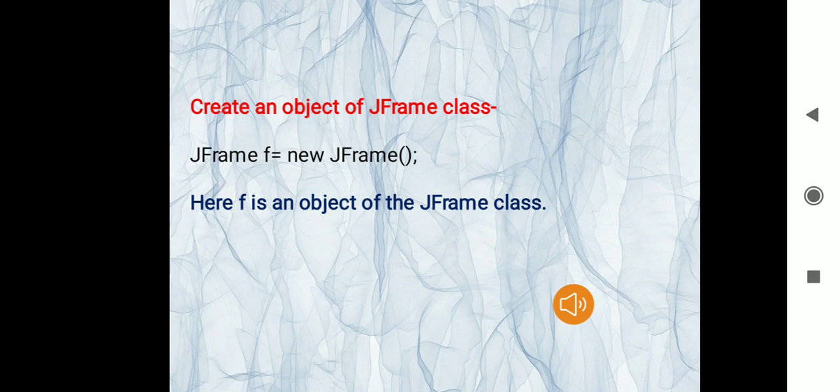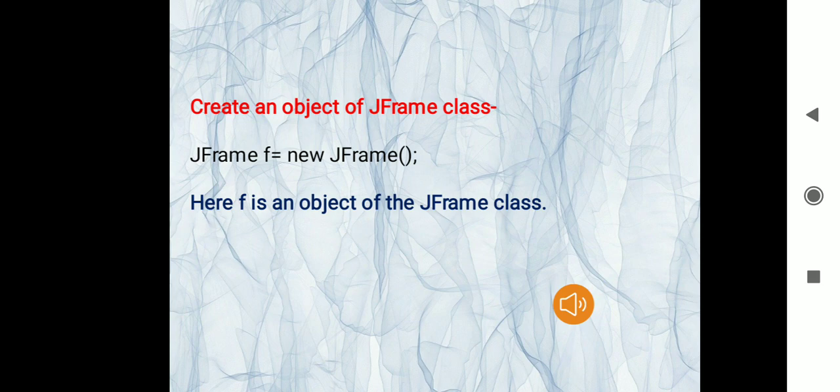There are many methods of this JFrame class. But before you can use these methods, you have to create an object of the JFrame class. See the Java statement in this slide. JFrame f = new JFrame(); This statement creates an object named f of the JFrame class.